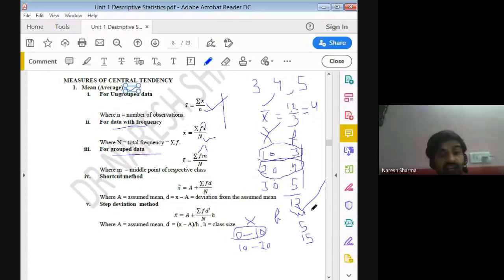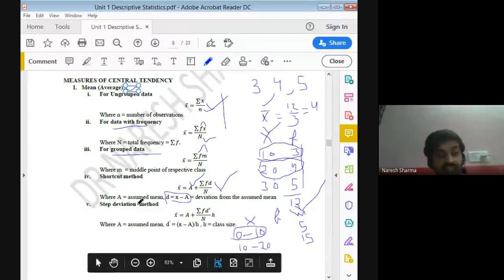Similarly, we have a few shortcuts. We will discuss these shortcut formulas in detail in examples. x bar is equal to a plus summation f d by n, where d is the difference between x and a, and this a is called the assumed mean. Similarly, step deviation: that is x minus assumed mean divided by the size of class, or class size.